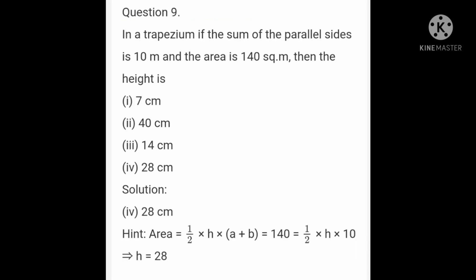Next one. In a trapezium, if the sum of the parallel sides is 10 cm and the area is 140 square meter, then the height is. Again the same, just write the formula first and write what are the values given in the question. Here we have sum of the parallel sides is 10. So just substitute: area 140 is equal to 1/2 into H into sum of the parallel sides, 10, is given. Cancelling 10 and 2 we will get 5, and it goes to that side means divide, so 140 divided by 5 you will get 28 is the answer.